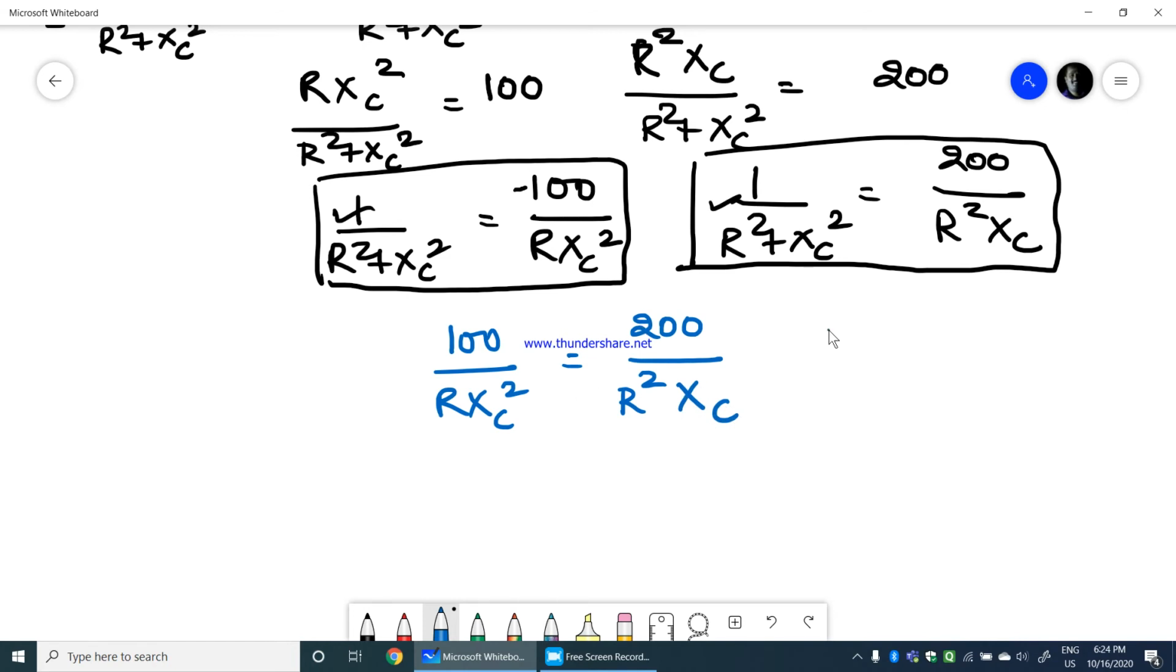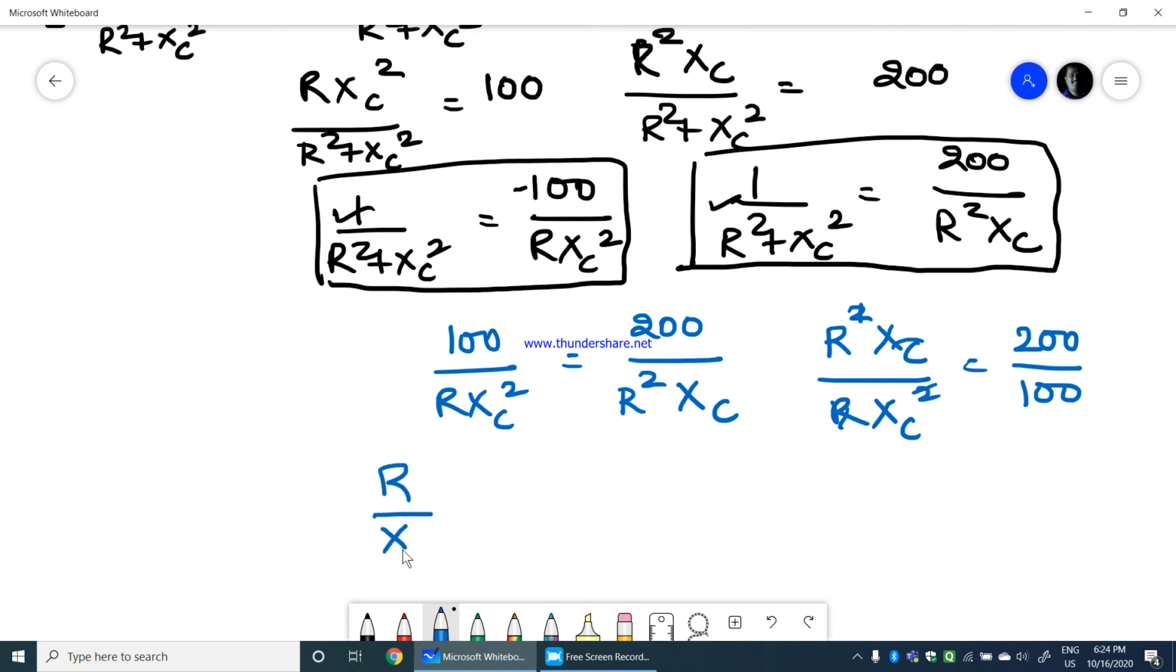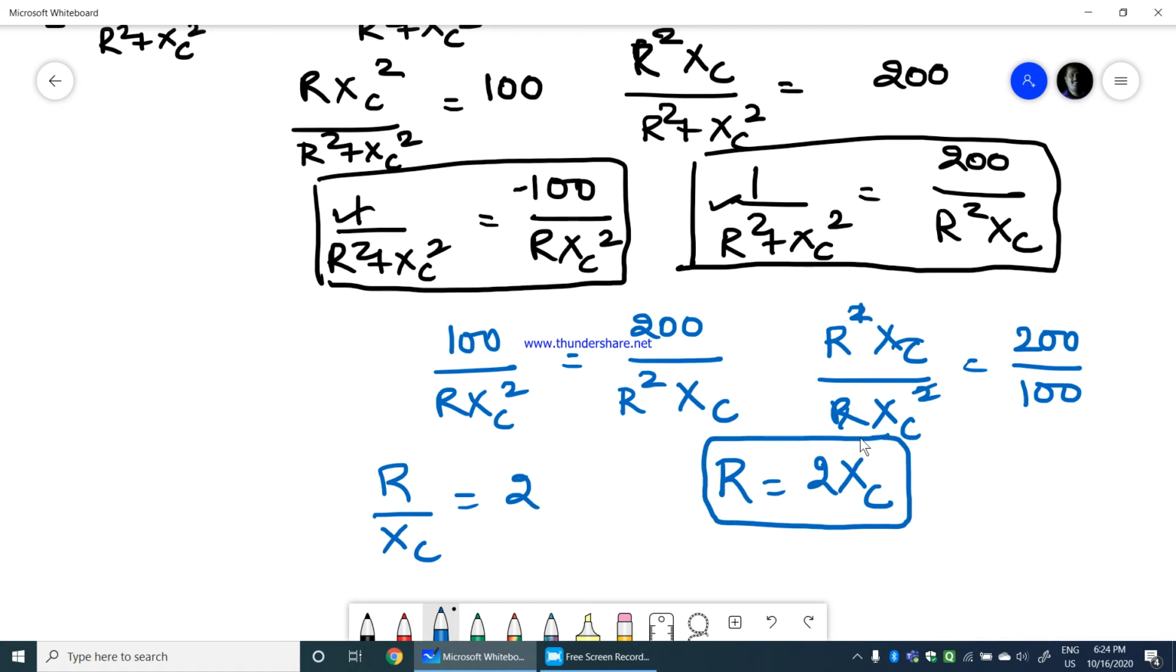So R square XC divided by RXC square equals 200 by 100. R gets cancelled, XC gets cancelled. So I'll say R by XC equals 2. Therefore R is equal to 2 times XC. So I got R equals 2 times XC. Fine. So what is my next job? This R equals 2 times XC, I will substitute in these equations.